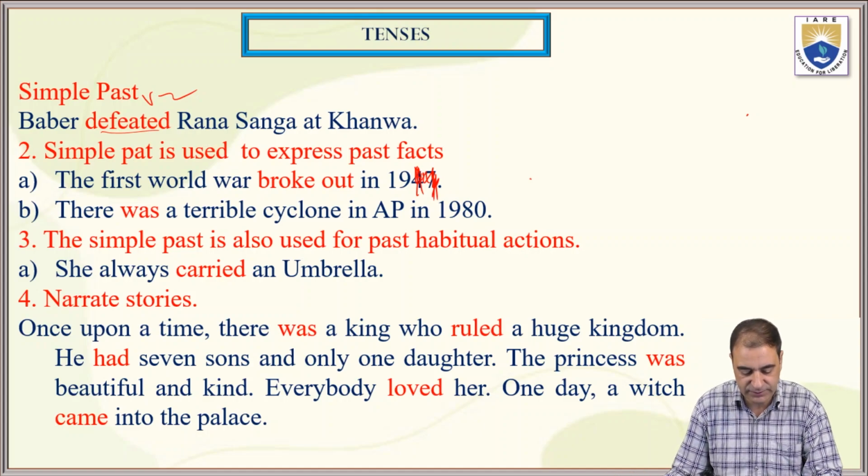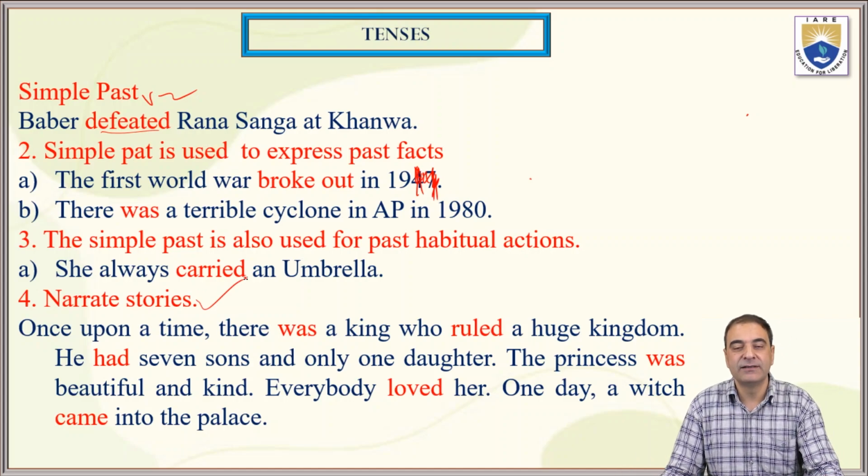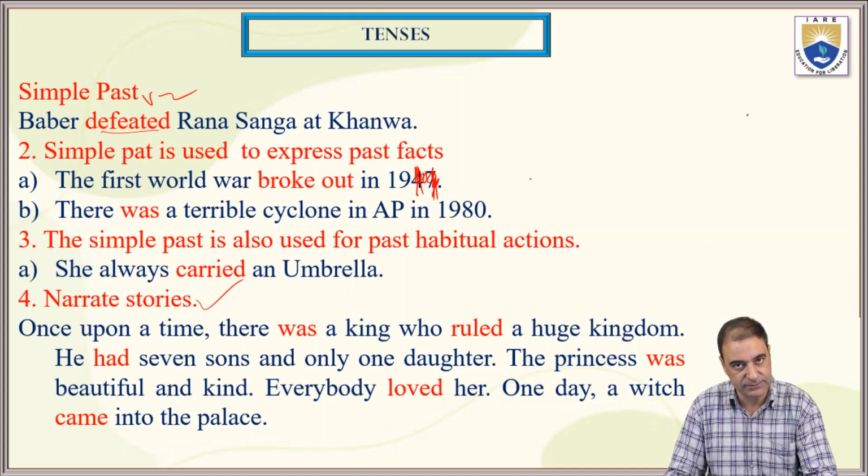And for the next one, we use this simple past tense for narration, in order to narrate stories. Look here. "Once upon a time, there was a king who ruled a huge kingdom. He had seven sons and only one daughter. The princess was beautiful and kind. Everybody loved her. One day a witch came into the palace."